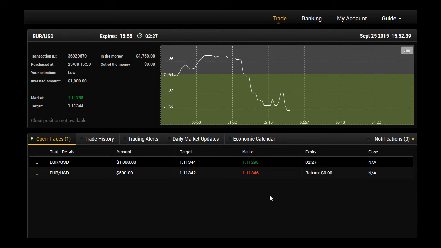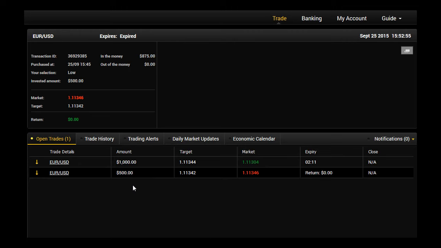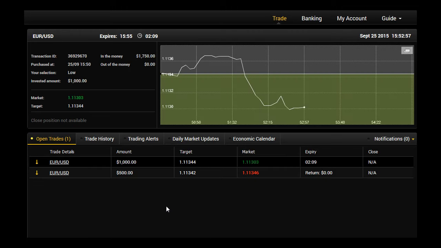Okay, so there's still 2 minutes plus to go. The price is about 4 pips lower than where we enter. Okay, if this trade is going to win, I'll make $1,750, which means that I make $750. After minusing the $500, I still make $250. And that's the power of this recoup losses technique, and it's taught in my binary option mastery course.